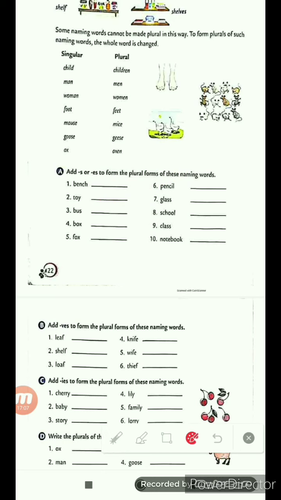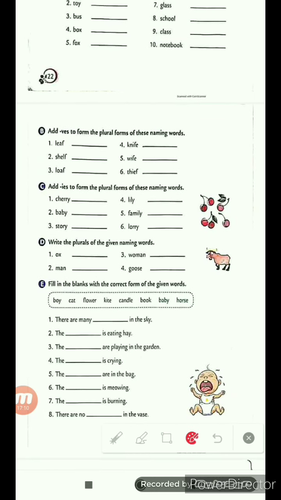Okay. Next is add VES to form the plural form of these naming words. So we have to add VES. Leaf, leaves. L-E-A-V-E-S. Leaves. So like this, shelf also, S-H-E-L-V-E-S you will do. Okay, loaf also, all these you are going to add V-E-S.